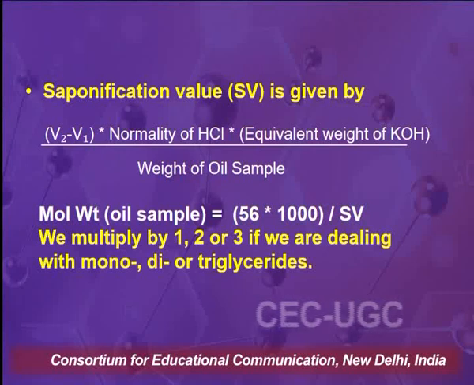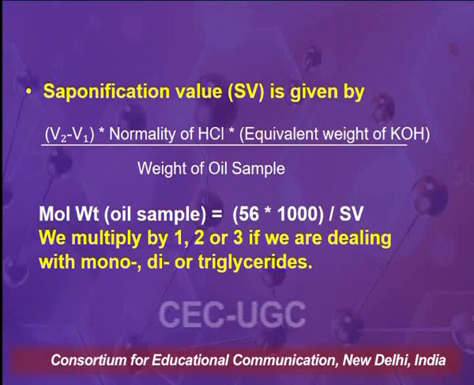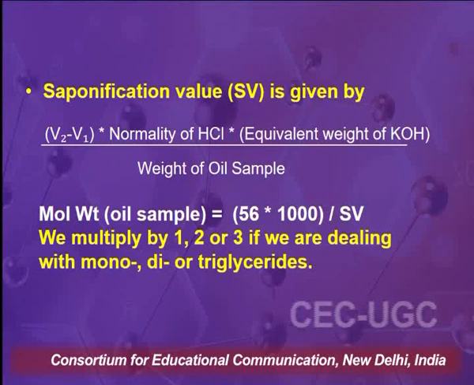Now, the molecular weight of the oil sample can again be calculated by putting the value of saponification here. We multiply it by 1, 2 or 3 if we are dealing with a mono-, di- or triglyceride respectively. Now coming to acid value.